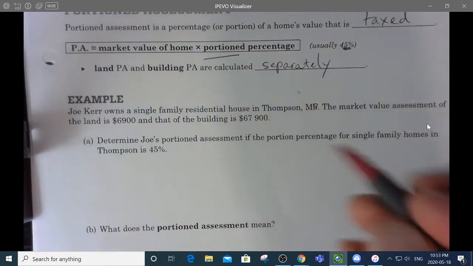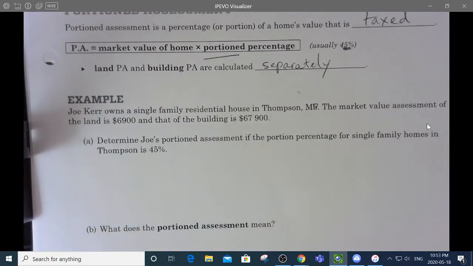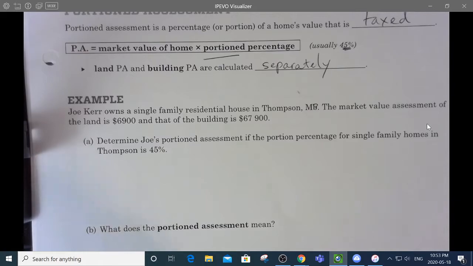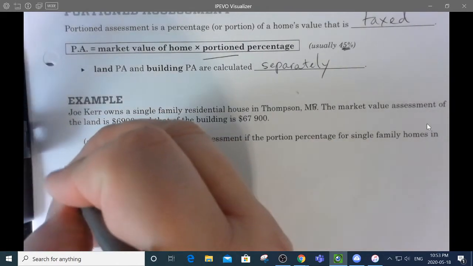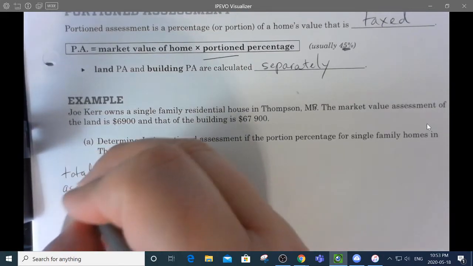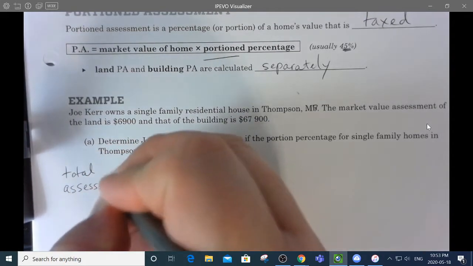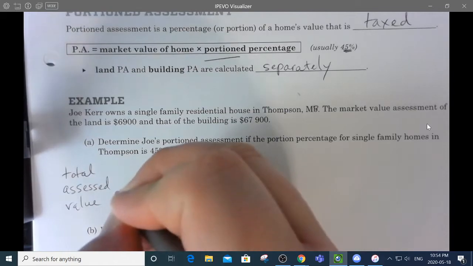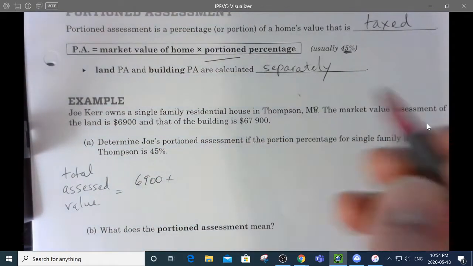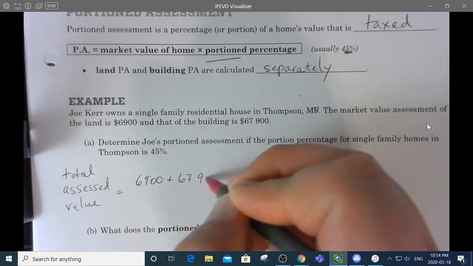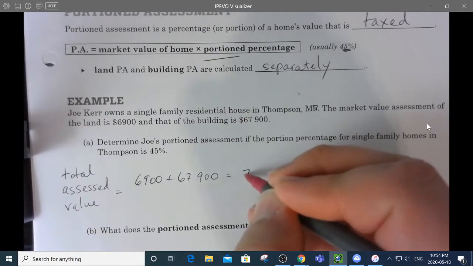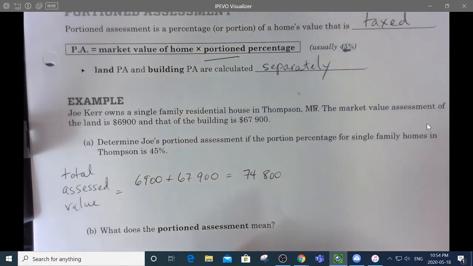So, first thing we have to do is add those two things together. Again, the city came up with those two numbers separately. So we have to, of course, add them together. So our total assessed value is going to be $6,900 for the land and $67,900 for the building, which is equal to $74,800.